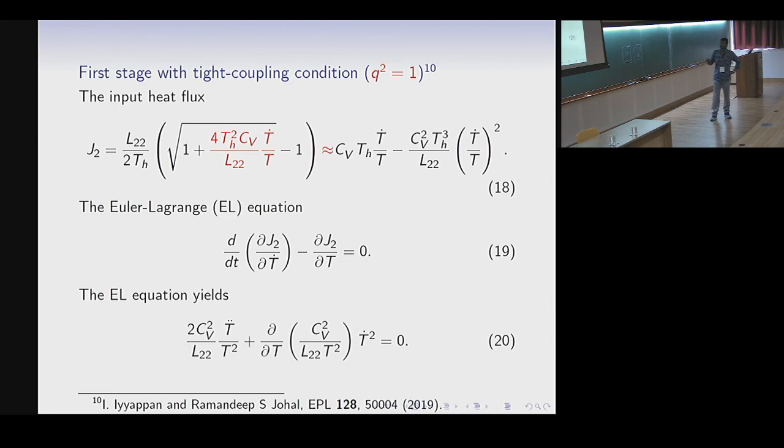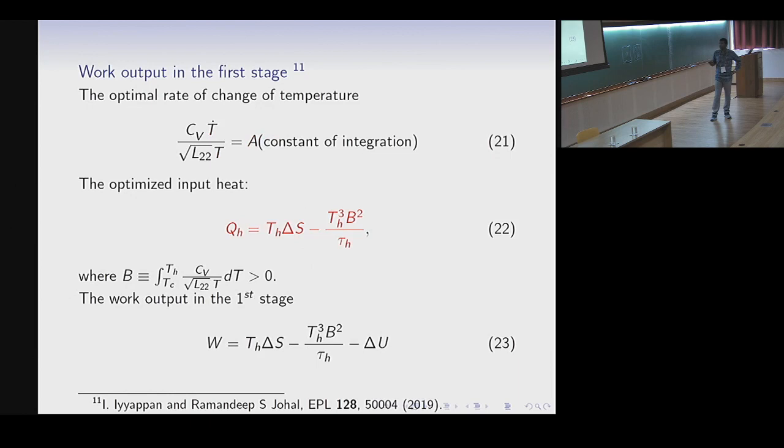Solving the Euler-Lagrange equation for the whole term is very difficult. Therefore, we assume that T dot by T is very small, I mean the whole term is very small compared to 1. We expand up to second order and write the Euler-Lagrange equation. Then we find the optimal T dot. From that we calculate the optimized input heat.